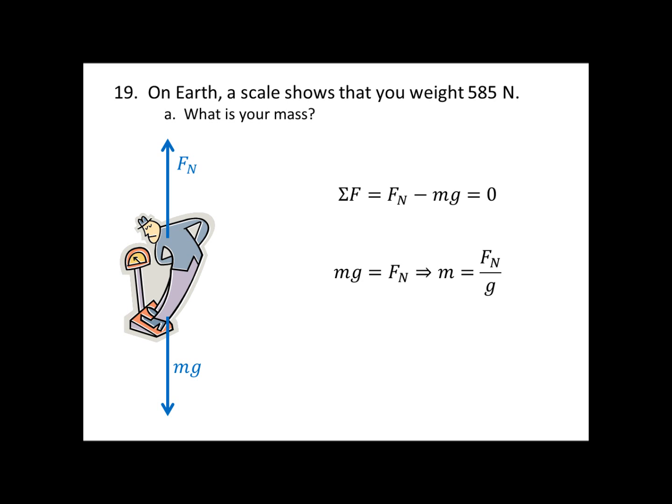Solving for m, we find out that we need to take the normal force, that is what the scale reads, and divide it by g. So we find out that your mass is 59.7 kilograms.